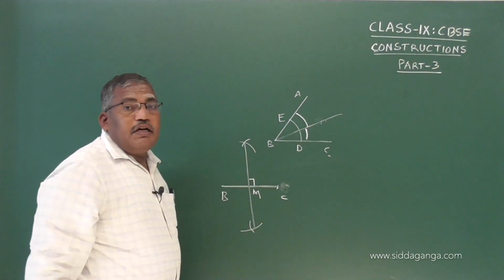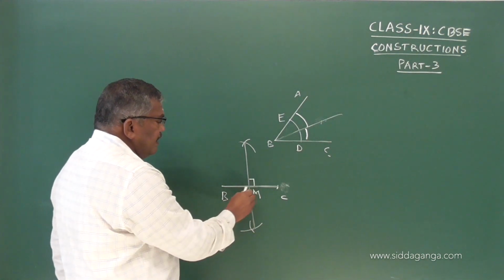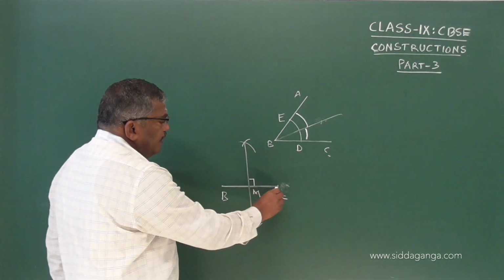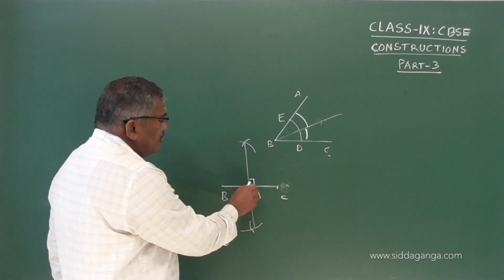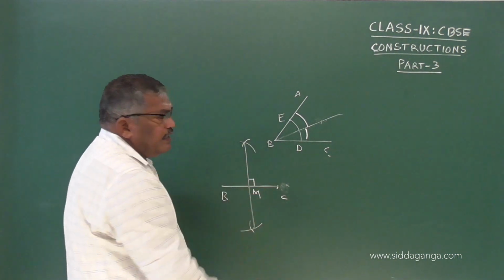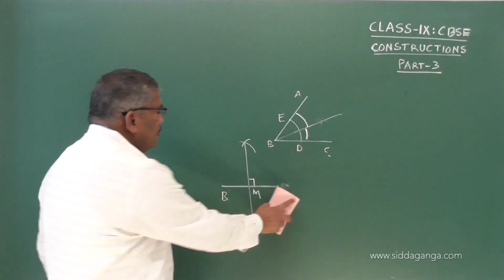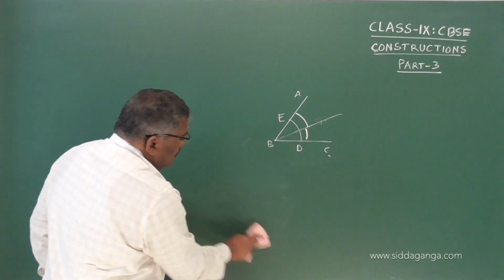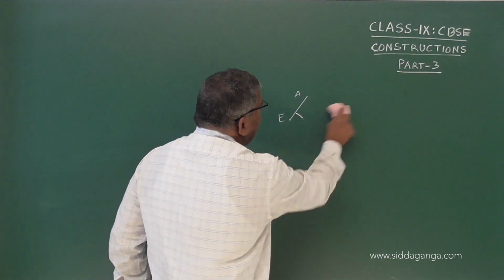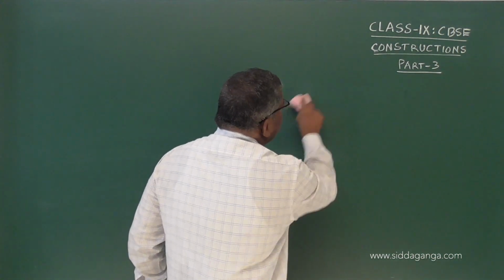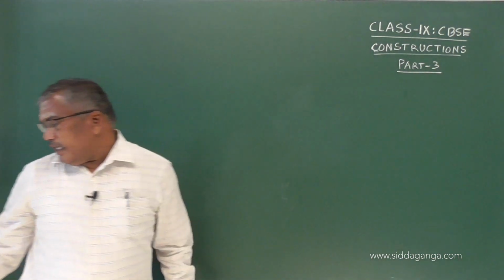So it is the perpendicular bisector. This becomes 90 degrees and these two lengths will be equal. So therefore we call it a perpendicular bisector. So these basic things we have learnt, and also we have learnt how to construct a 90 degree angle and a 45 degree angle.